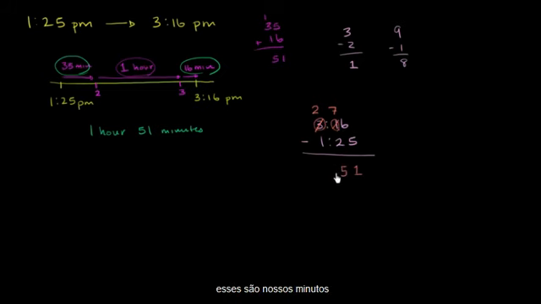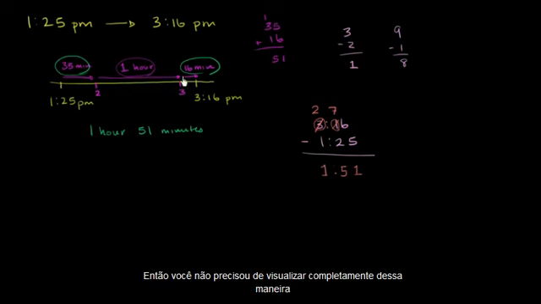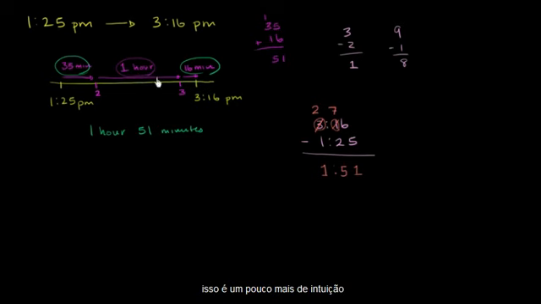That's our minutes. And then 2 minus 1 is 1. And we're done. We're at 1 hour and 51 minutes. So you didn't have to completely visualize it this way, although this is a little bit more intuitive. Let's do one that crosses the AM PM barrier.